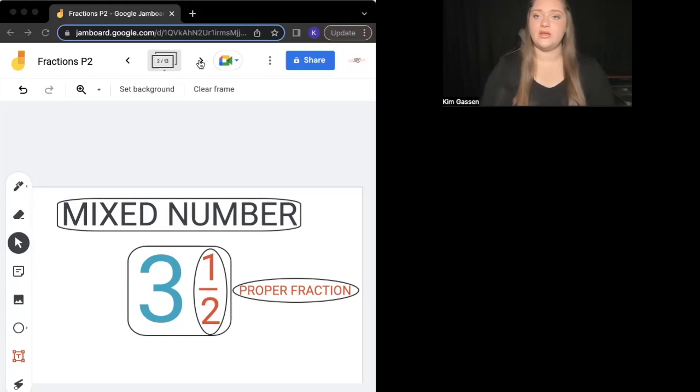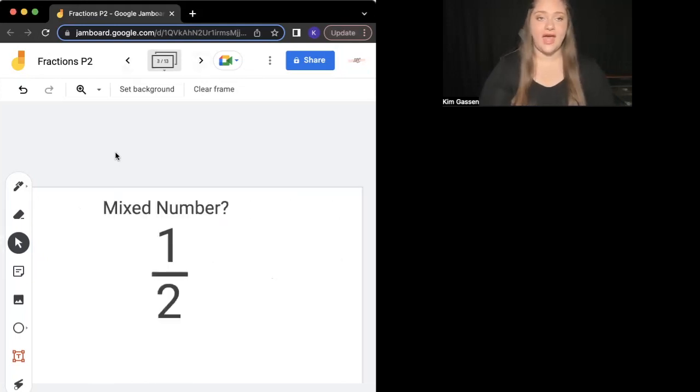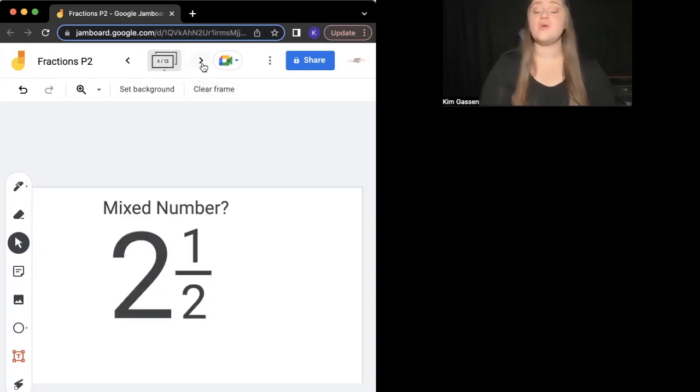So, first we have 1/2. Is 1/2 a mixed number? No, it is not. It doesn't have a whole number. It is just a fraction. So it is not a mixed number, okay? What about 2/2? Is that a mixed number? Yes, because it has a whole number and a fraction. When a fraction has a neighbor that's a whole number and they're stuck together, that is a mixed number.